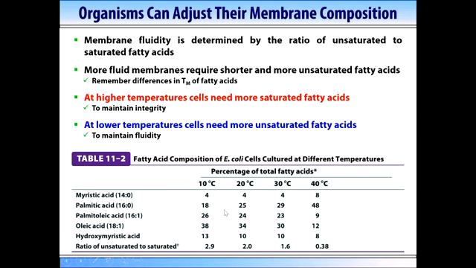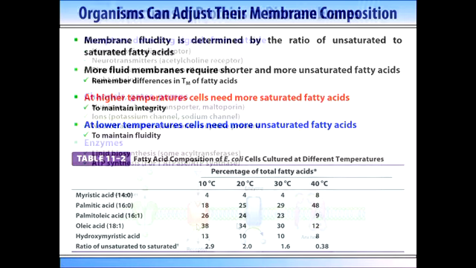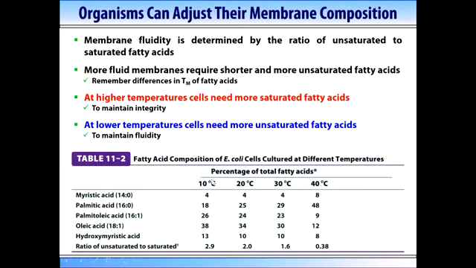What I'm showing you in this table at the bottom is the redistribution of different types of fatty acids in the membrane phospholipids at different temperatures. This is all in E. coli, going from 10 to 40. For example, the first two are saturated. If we increase the temperature, it goes from 18% to 48%. At the same time, the proportion of the monounsaturated fatty acids goes drastically down, by almost the same fold as the saturated fatty acids go up.